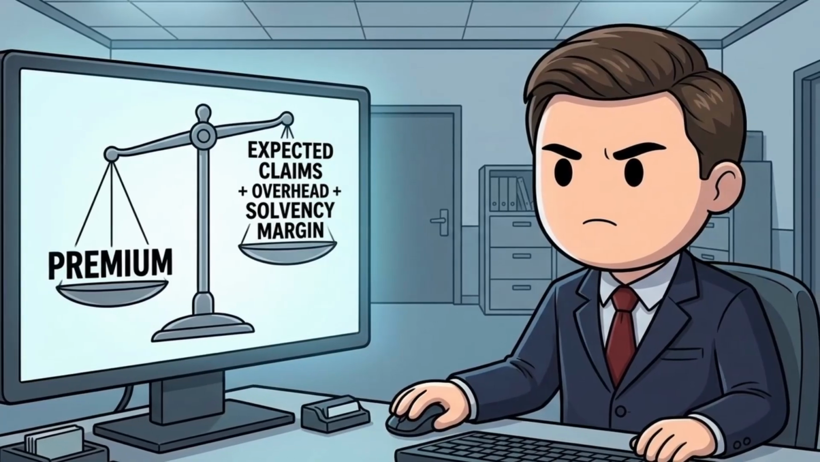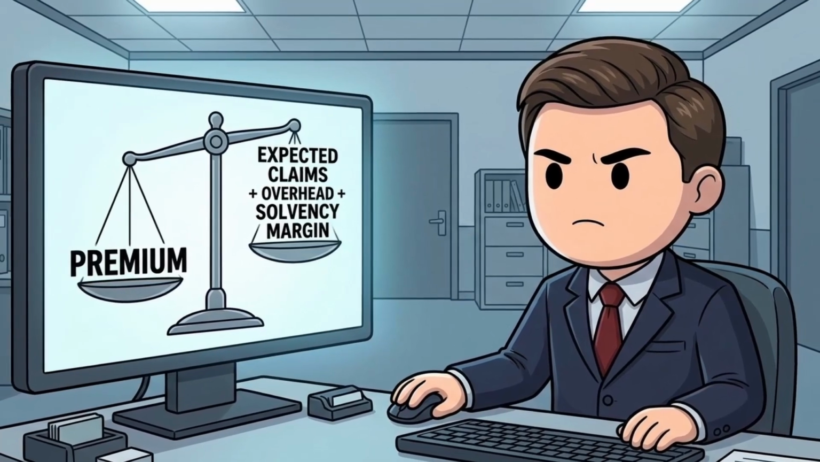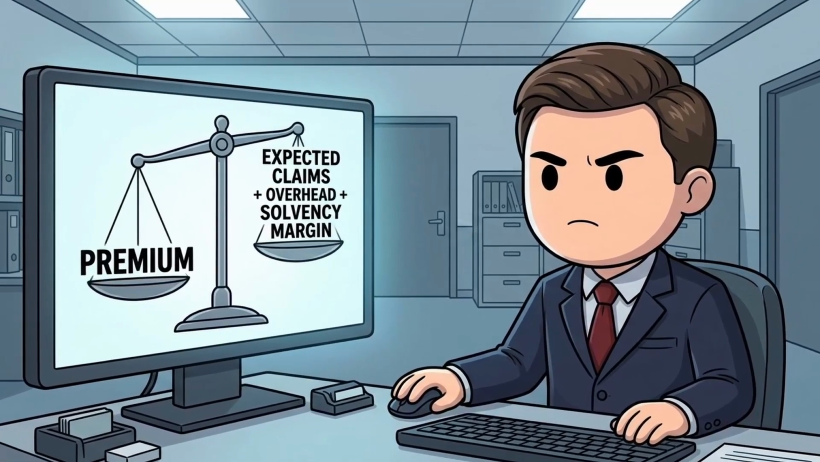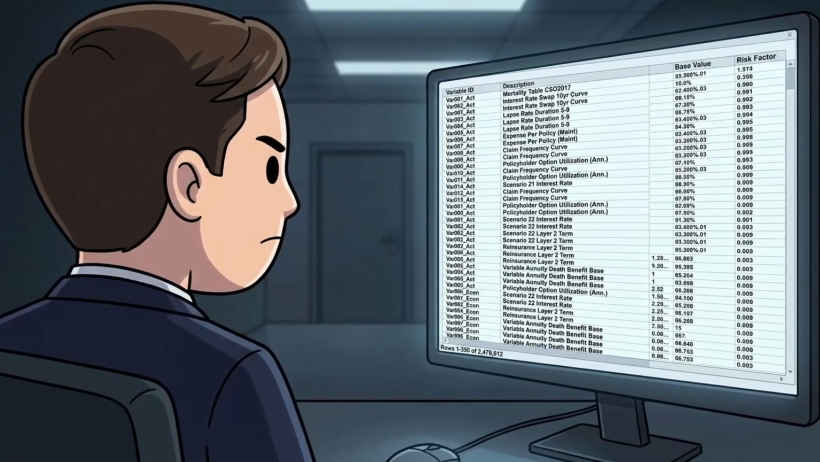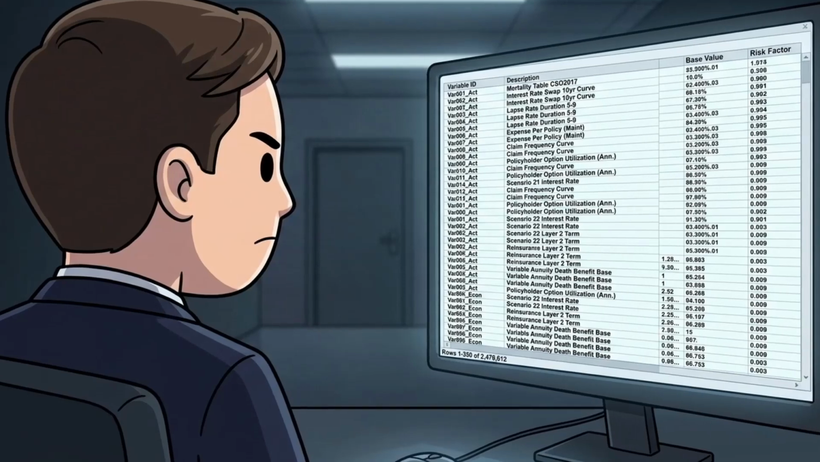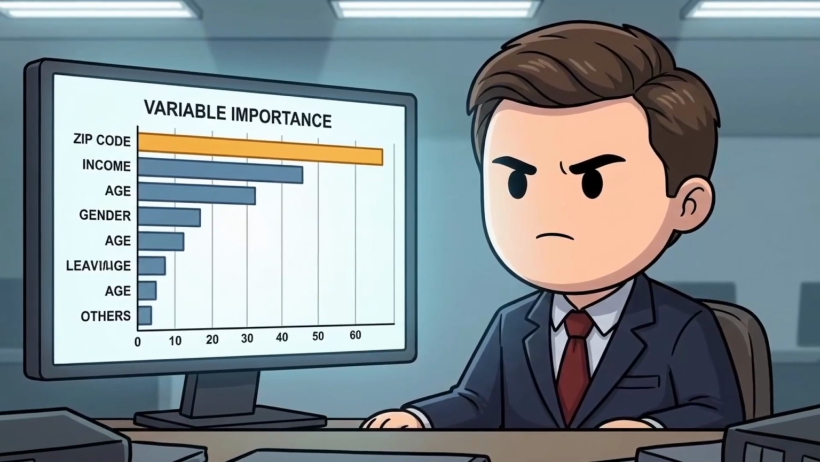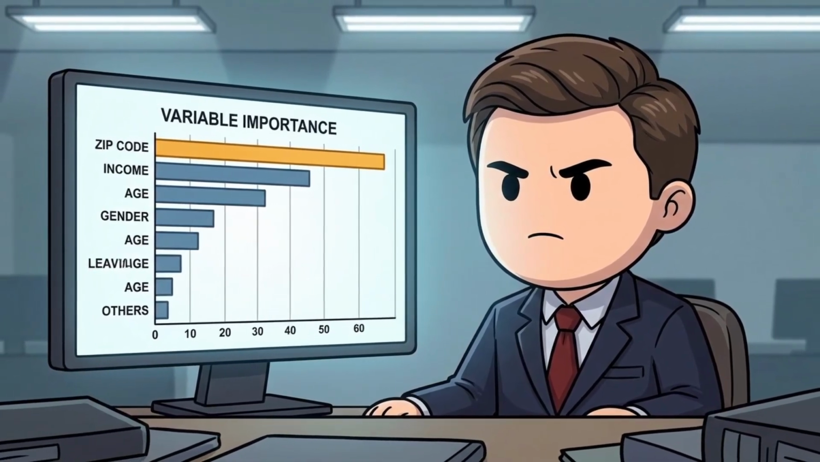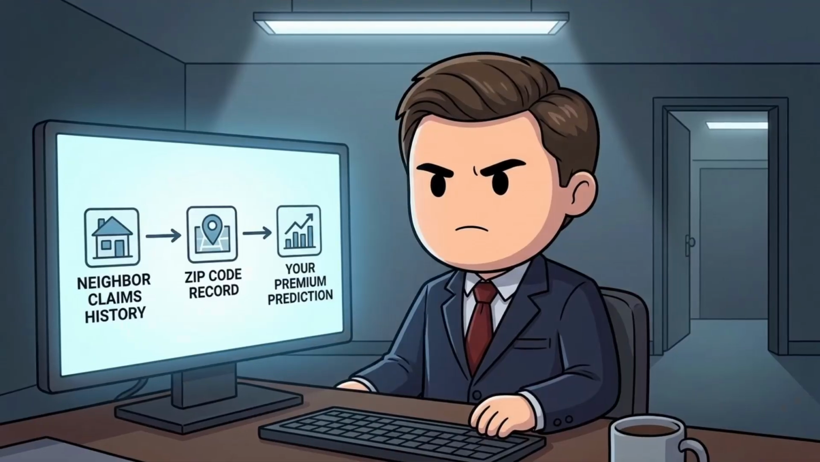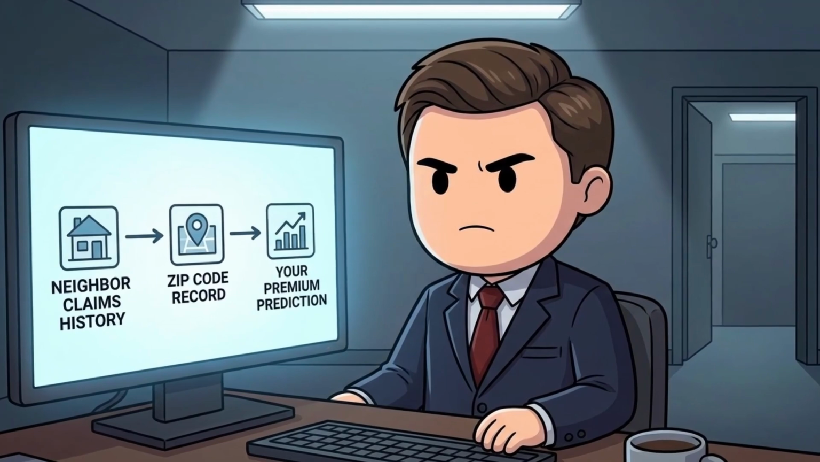The underwriter's job is to ensure that the premium collected from any given policy exceeds the expected cost of claims from that policy, plus the overhead of administering it, with sufficient margin to remain solvent if claim rates exceed the model's predictions. The model uses several hundred variables. Zip code is among the most significant. Not because of anything about the individual applicant, but because claims in a given zip code create a historical record that predicts future claims in that zip code.